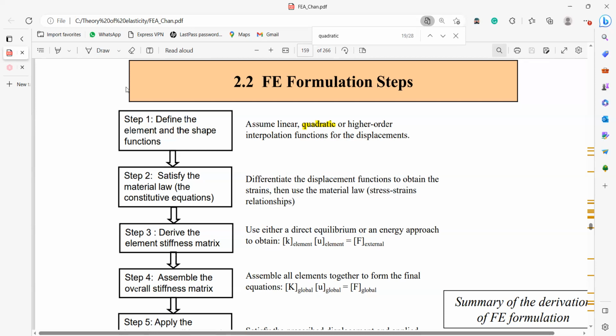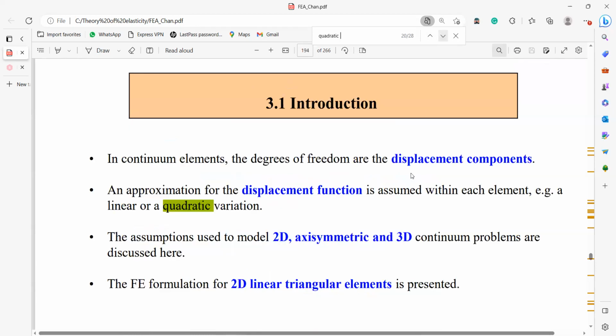So which shape function would you consider? Now here, in continuum elements, the degrees of freedom are called displacement components. So are the displacements or degrees of freedom translational degrees of freedom or rotational degrees of freedom? What are the rotational degrees of freedom? Yeah, roll, pitch. And similarly, translation is along x, y, z.